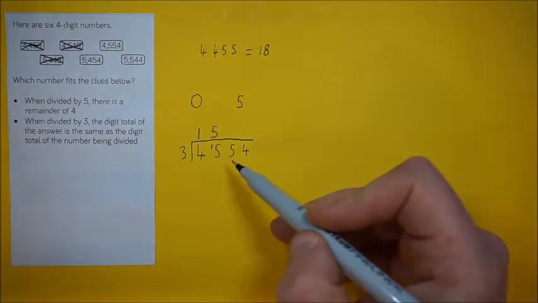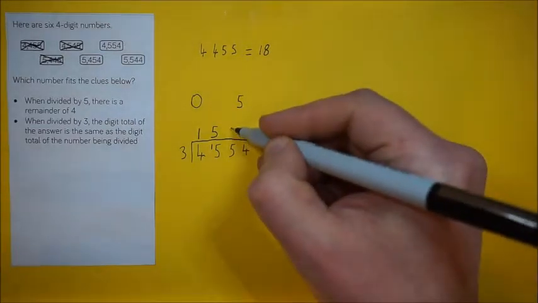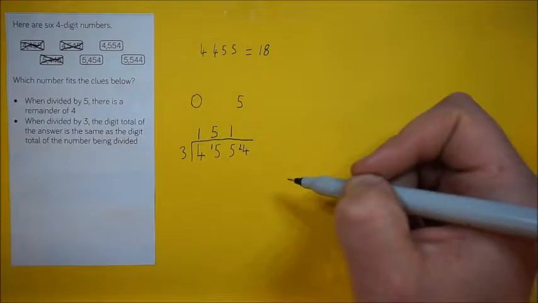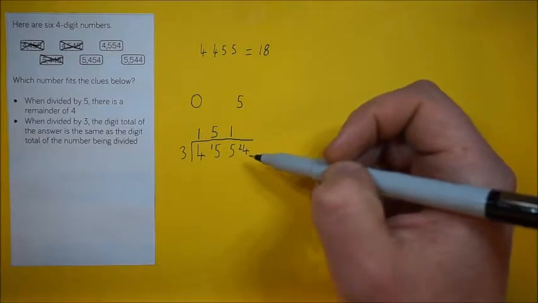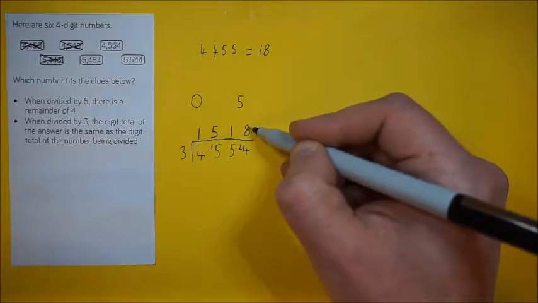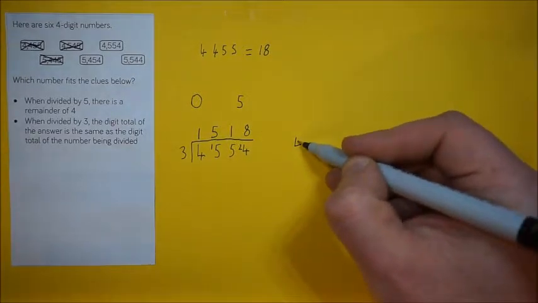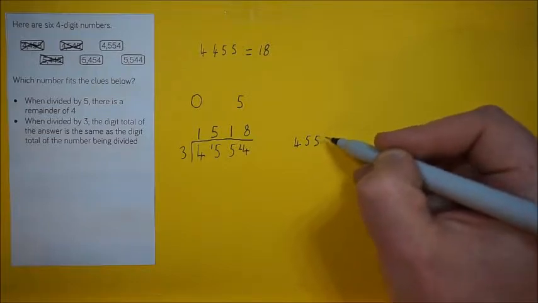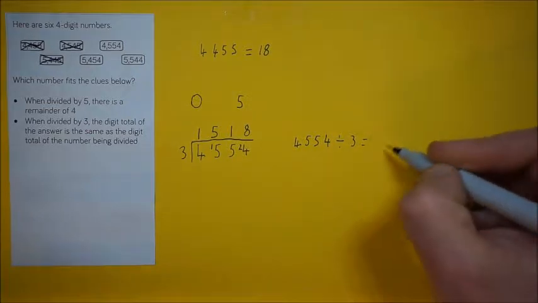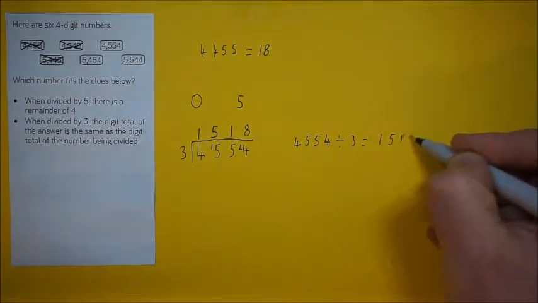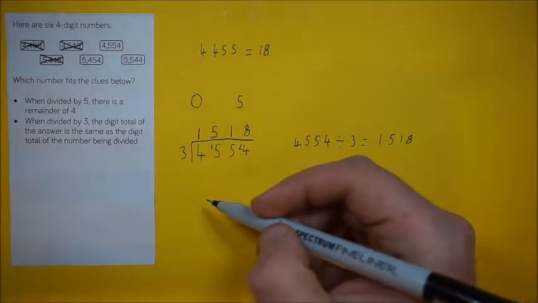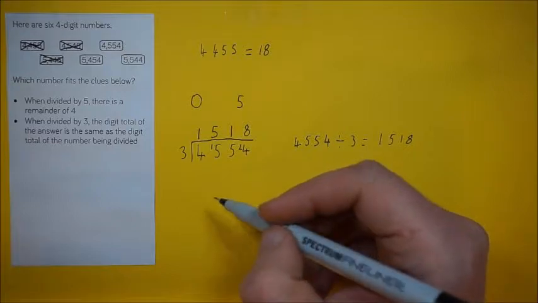Now it's how many 3's go into 5? Well, 1 goes in, but we've got a remainder of 2. So we carry that over, that's now 24. And then how many 3's go into 24? Well, that's 8 exactly. So we can say that 4,554 divided by 3 equals 1,518. That's our first one. Let's do our next one. So for the next one we're going to go for 5,454.